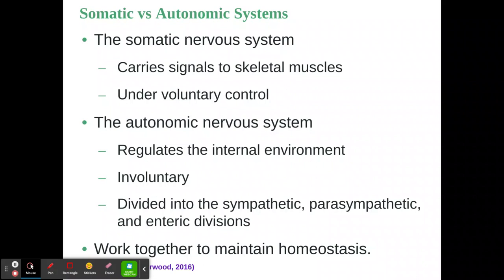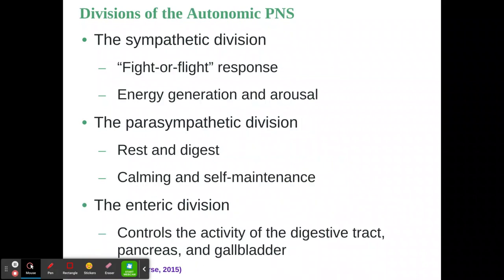And that autonomic nervous system is definitely involuntary. We can't move this on purpose. This is the body's natural controls, and it is divided into the sympathetic, the parasympathetic, and the enteric divisions, which will be our focus here. So now getting into the difference between those three.